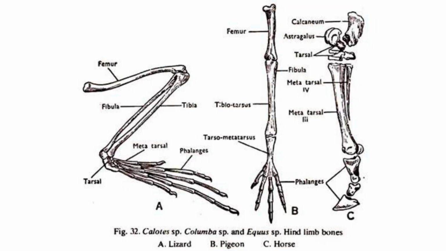Today our topic is hind limbs. The hind limbs in vertebrates are paired appendages located at the posterior part of the body. They are primarily adapted for locomotion, support, and sometimes specialized functions like swimming, jumping, digging, or grasping.